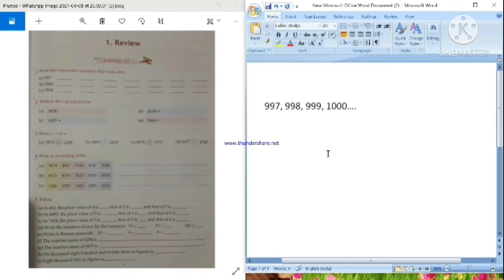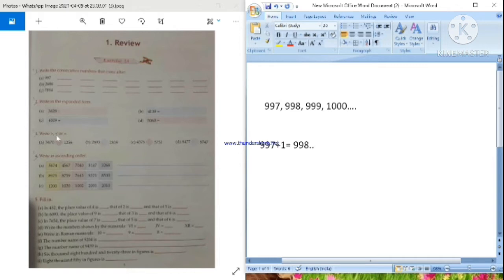Or another way to find out is you can add 1 to the number, that is 997 plus 1, then you will get the next consecutive number, that is 998. Okay, in the same way you have to complete the B part and C part also.